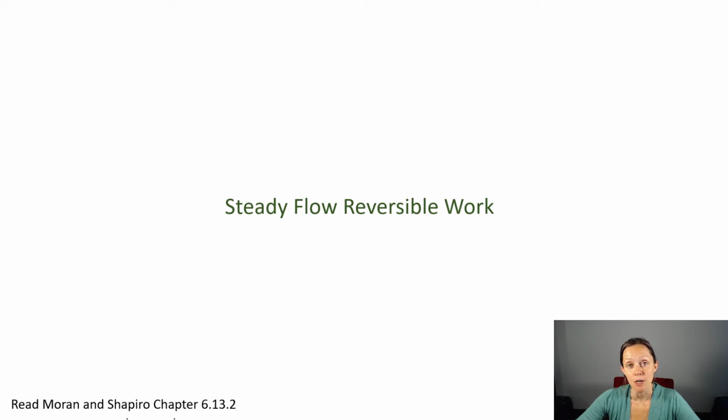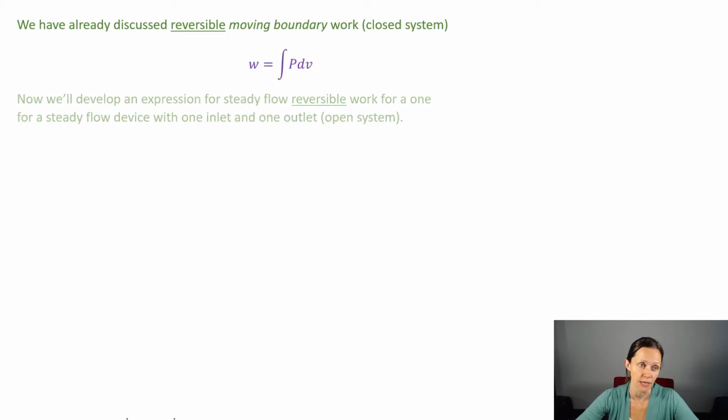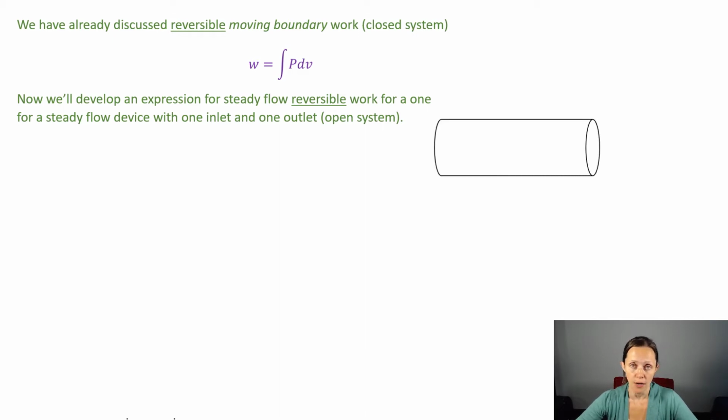In this segment we're going to talk about steady flow reversible work. So we have an equation for reversible boundary work, and that's typically associated with a closed system. So it's the integral of PdV. But now we're going to develop an expression for reversible work for a steady flow process, which is in an open system.